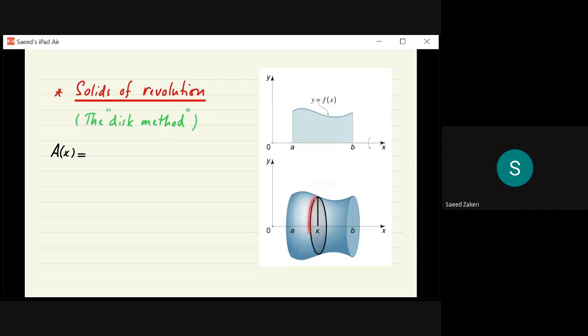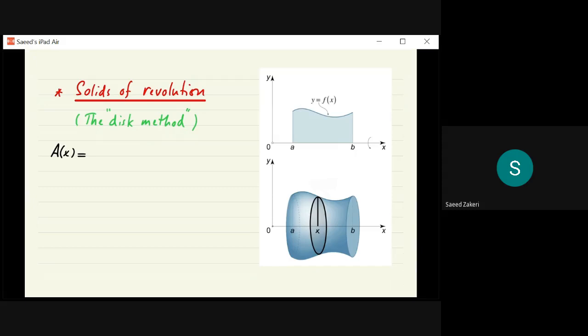This cross-section is a round disk. I mean, this is a perspective picture. Don't get confused that this looks like an ellipse. It's supposed to be a round circle when you look at it, not directly, but at an angle. So this section will be a round disk.